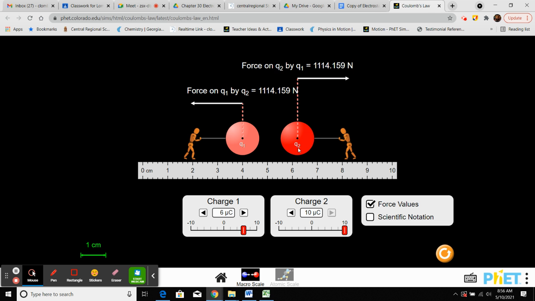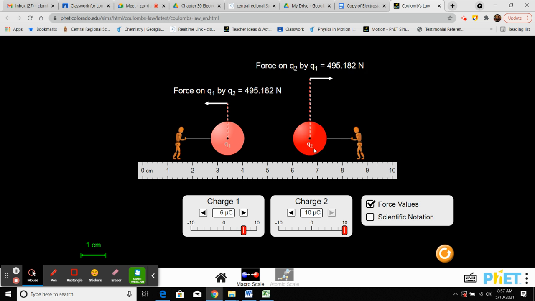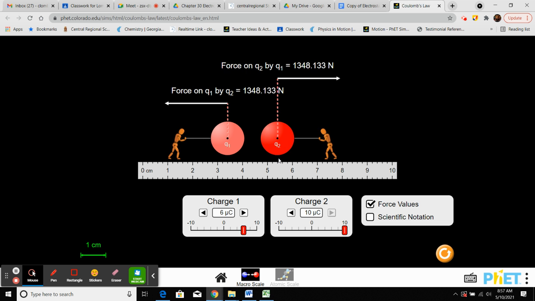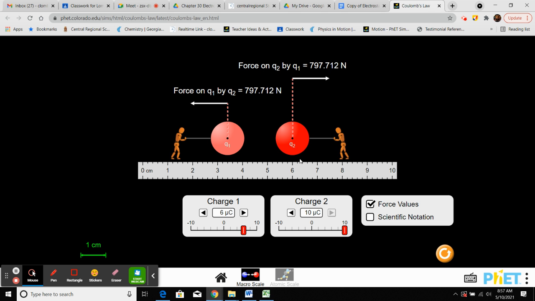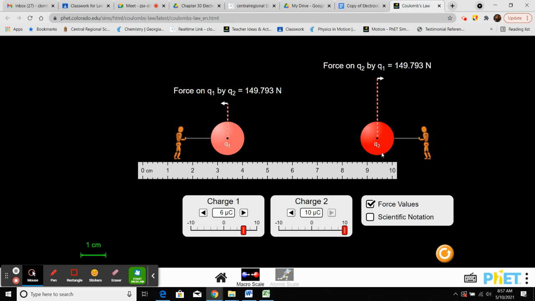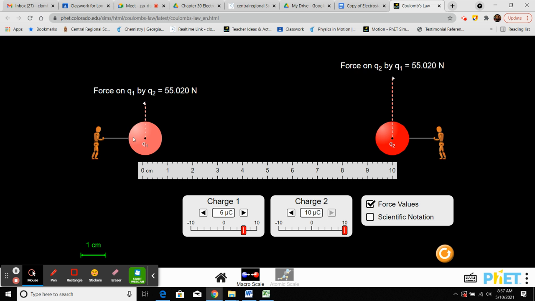Okay, and then also you can click around and move the whole thing. We can move the distance closer and farther apart. Well, let's just see. What do you notice right now? What happens to the force as they get close? It repels even greater. Yeah, the force goes up big time. As we get farther away, does the force change by that much? No.